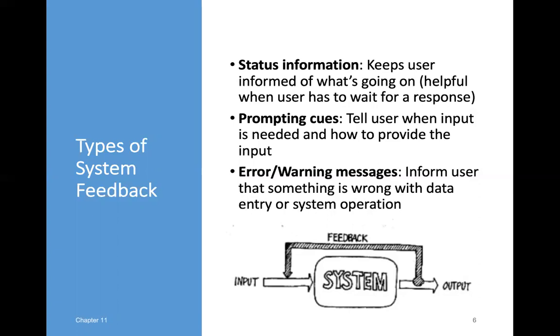Prompting cues, telling users when input is needed and how to provide that input, and then error warning messages, informing users that something's wrong with data entry or the system operation. Let's look at these in a little bit more detail, starting with status information.